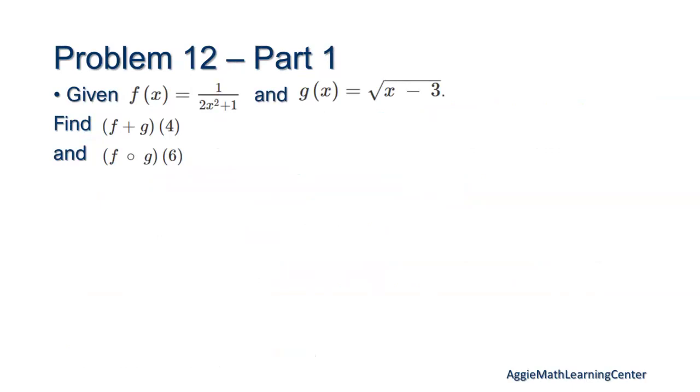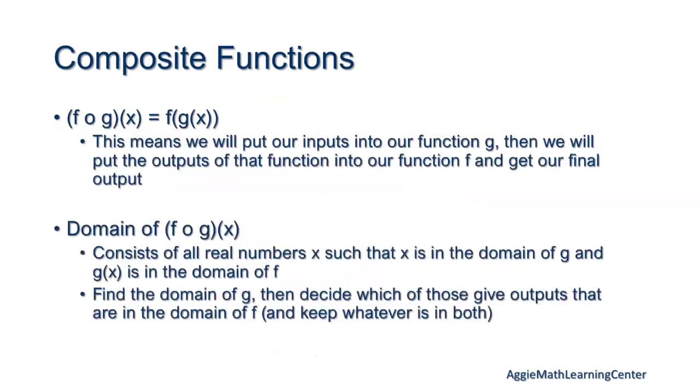So talking about composite functions, I'm just going to flash this at you really fast. If I have f composed of g, that's the same thing as f of, with parentheses, g of x inside of it. That means we put our inputs into the function g, then you put the outputs of that function, whatever it gave you, into the function f to get your final output.